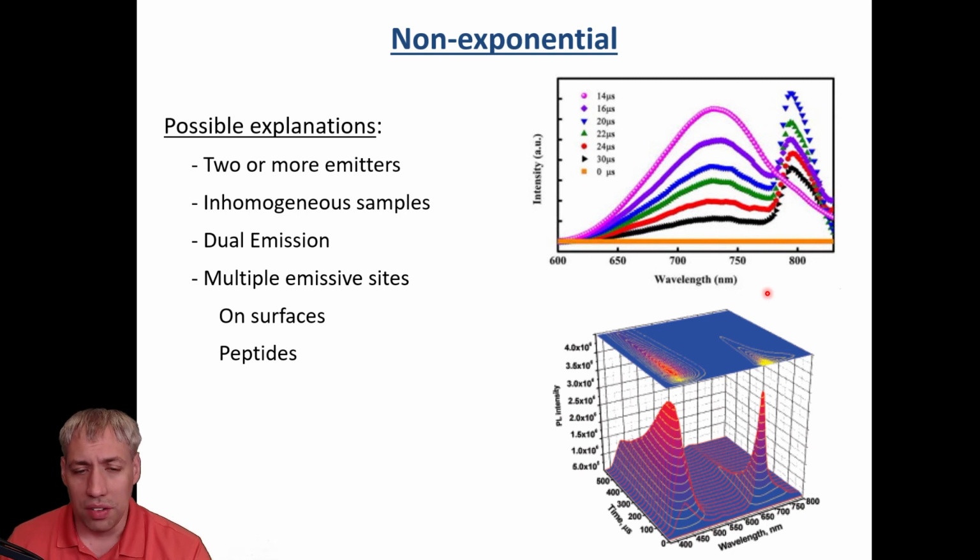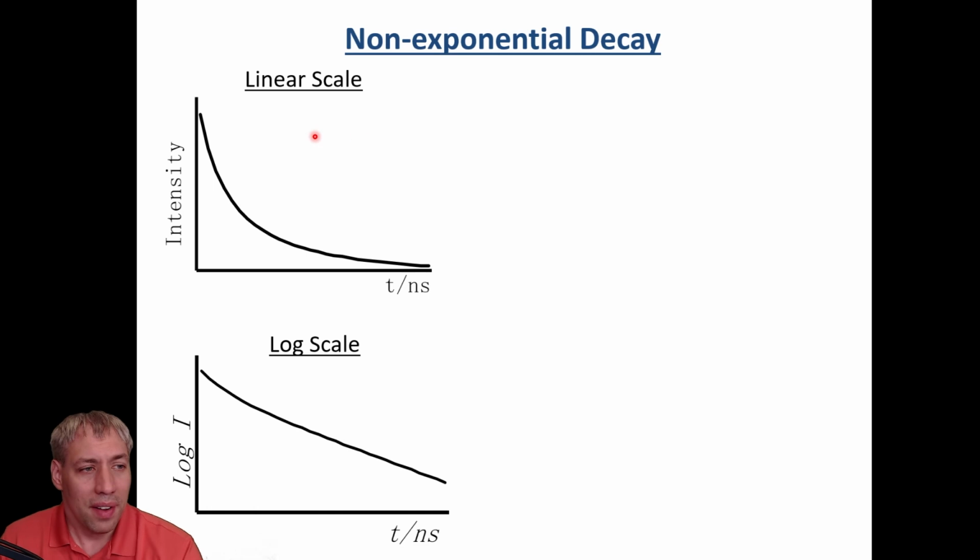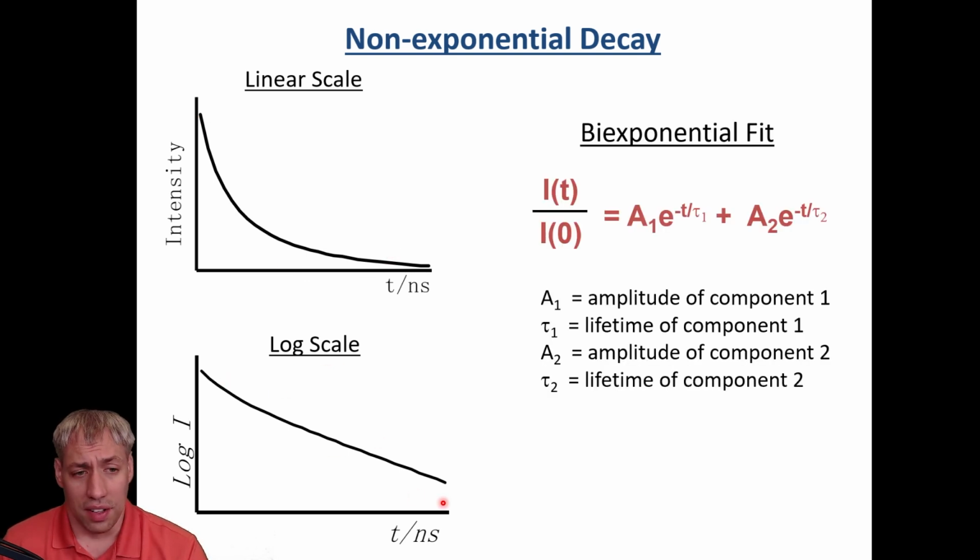And so all these things can give you non-exponential decays. Again, if it's a multi-exponential or non-exponential behavior, on a linear scale it might not be obvious to see. On a log scale, if it doesn't fit a straight line, then it's a non-exponential behavior. One option is to use something like a bi-exponential or tri-exponential fit.